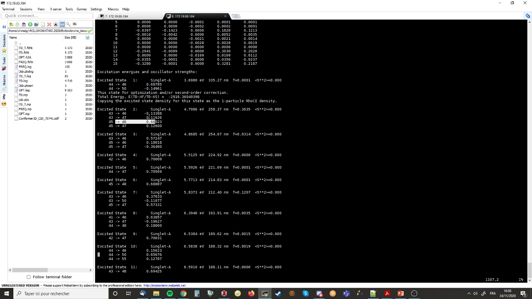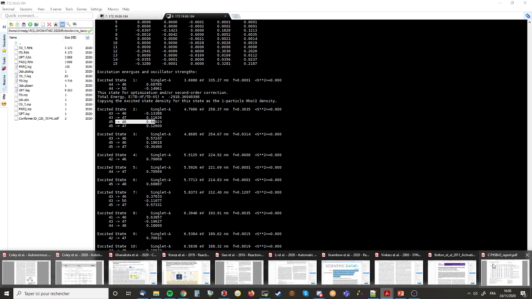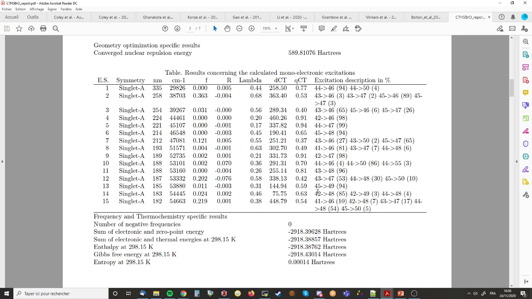That is why the density difference is probably the best approach. That means that you need not only to compare the orbitals, but to compare the density. Let me show you what kind of information we have.